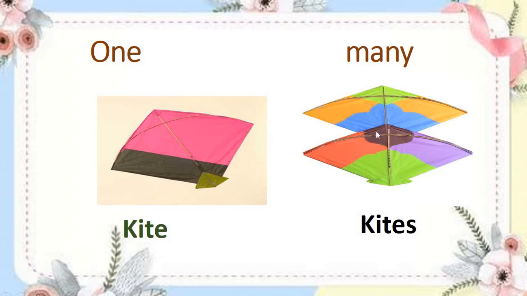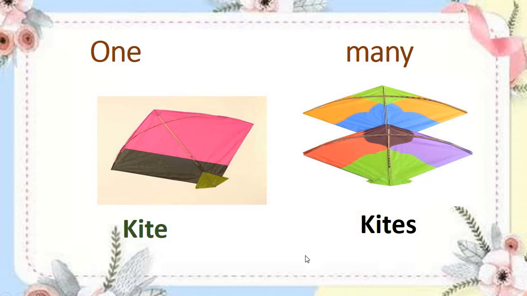So now see here. One, many. One kite. Only one kite. See the spelling. There is a picture of one kite. The spelling is K-I-T-E. Kite. And here there are many, more than one. So what will be the word for many? K-I-T-E-S. We are adding S.